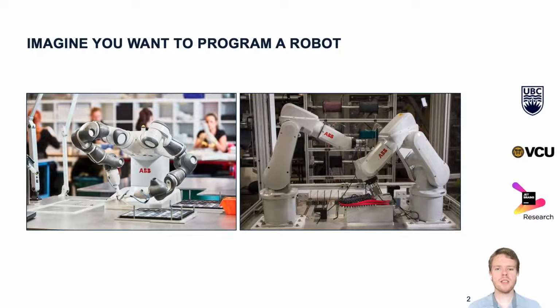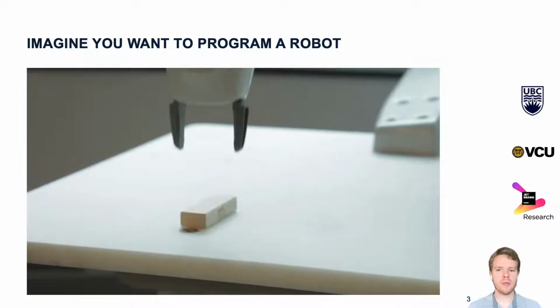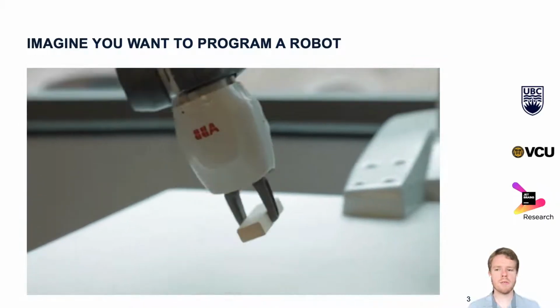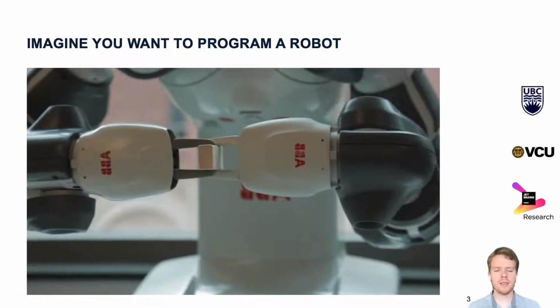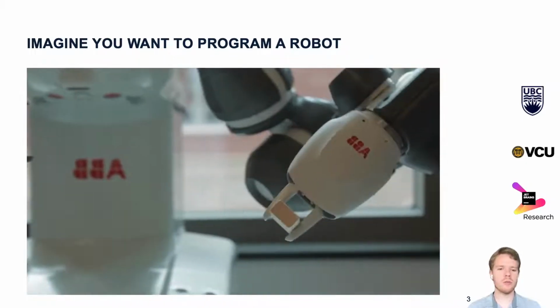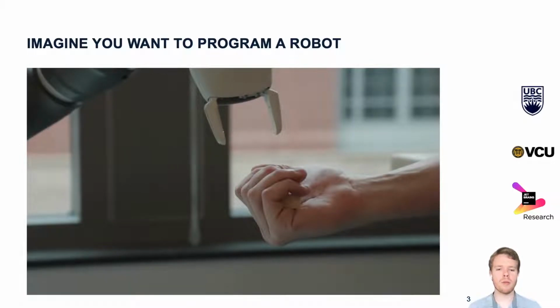I want you to imagine that you have access to an industrial robot, and you would like to program it to solve a simple task like the following one. You want to pick up an item with one robot arm, pass it over to a second robot arm, and then have that arm pass it on to, let's say, a human worker. How would you program a robot to do this?